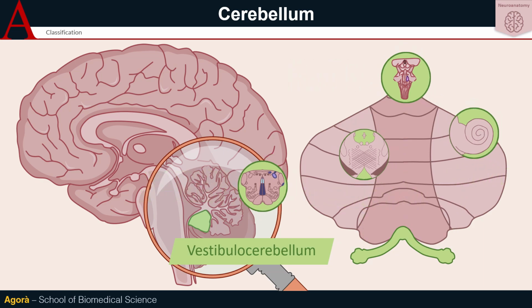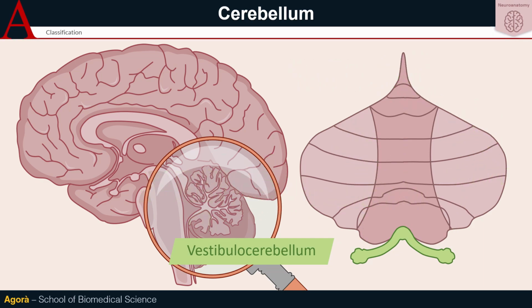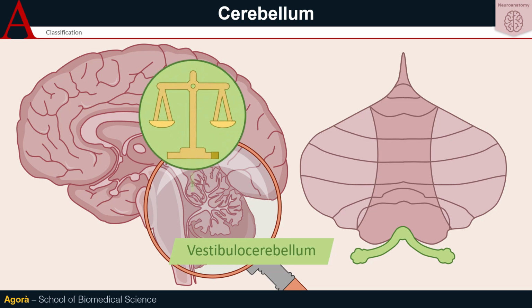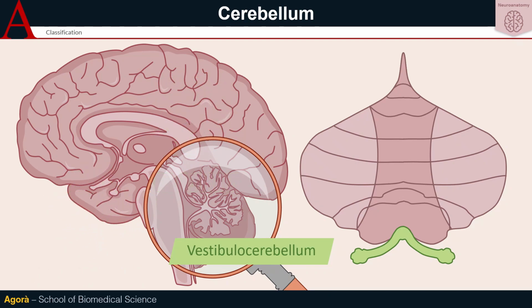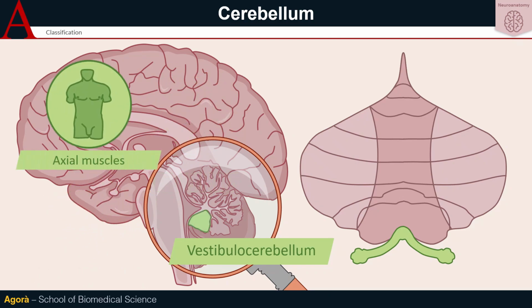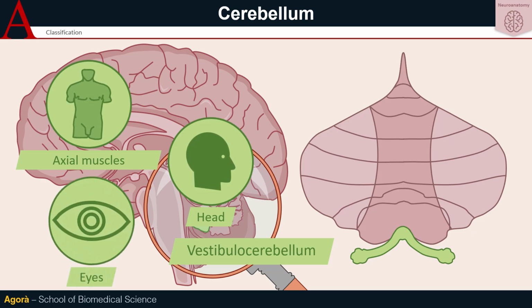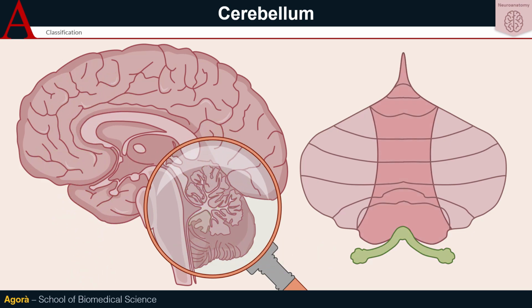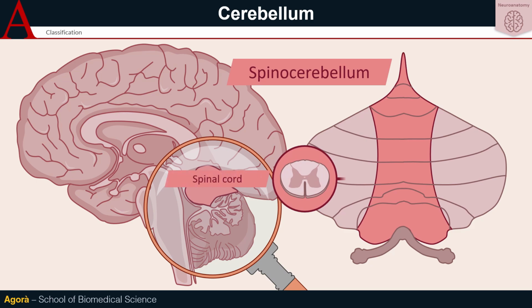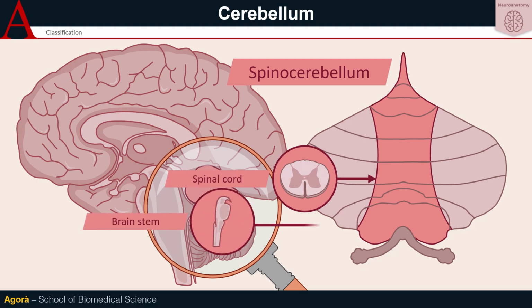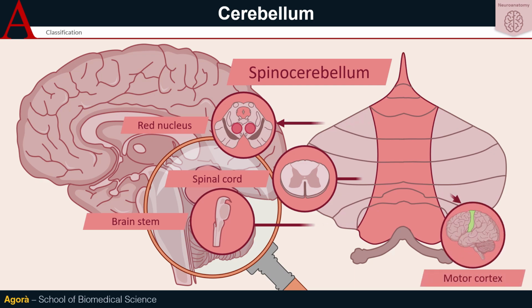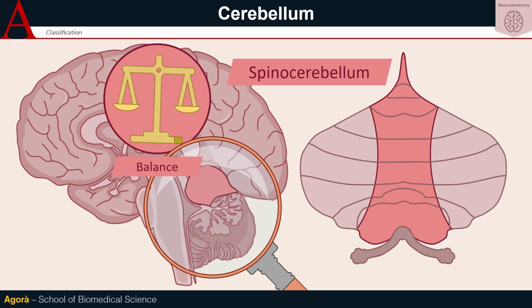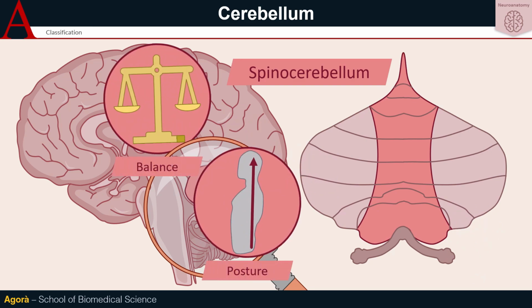Through these connections, the cerebellum is able to control movement and restore balance and ambulation. Therefore, it coordinates both movements of the axial muscles and movements of the head and eyes. The spinocerebellum corresponds to the vermis and the central part of the cerebellar hemispheres. It receives fibers from the spinal cord and the brainstem. Through these connections, it controls both balance and posture, as well as the movement of the limbs.